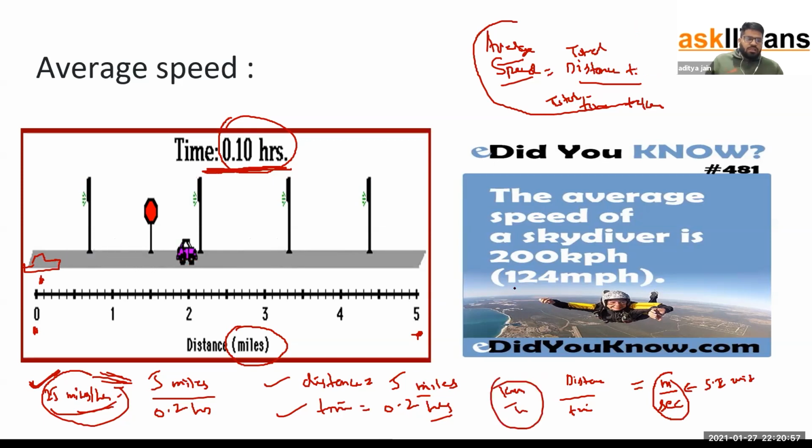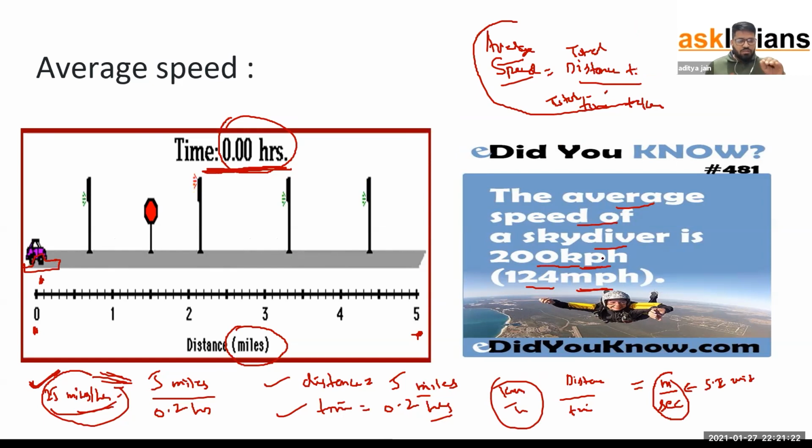If you see the image on the right, what is written here? The average speed of a skydiver is 200 kilometer per hour, or it can be said as 124 miles per hour. It doesn't mean that the skydiver has suddenly started traveling at 200 kilometer per hour during its entire journey.